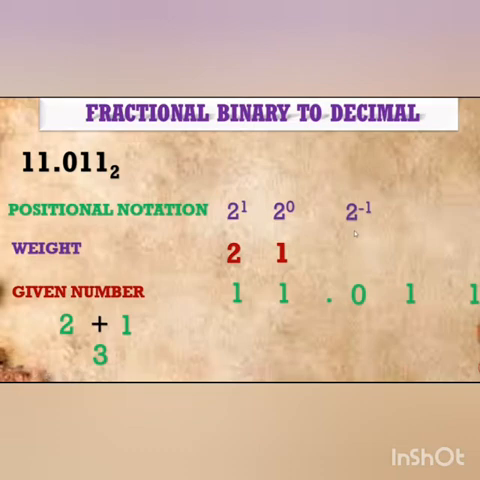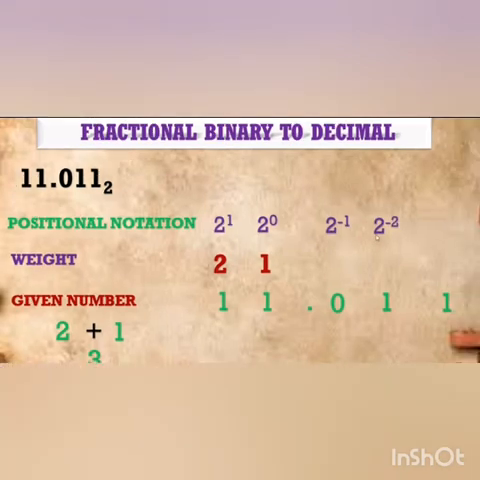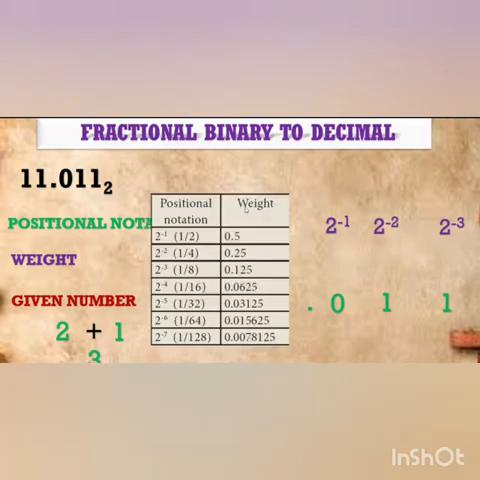So you write the positional notation as 2 power minus 1, 2 power minus 2, 2 power minus 3. Now let us see the tabular column, which represents positional notation and weight. 2 power minus 1, how do we write it? Since minus is given, we write 1 by 2. What is the value of 1 by 2? The equivalent weight is 0.5. We divide 1 by 2, and the value is 0.5.